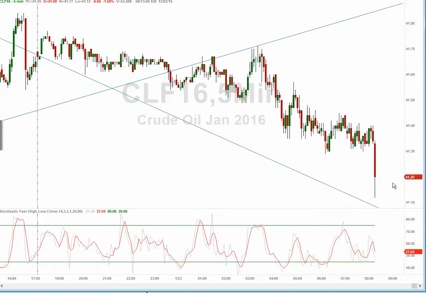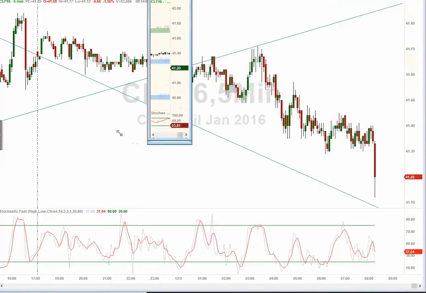So we're seeing this big drop. I would expect to see some resistance at 41.10, probably the 41 whole number as well, hopefully to retrace so I can look for an entry. And that's the 5 minute.